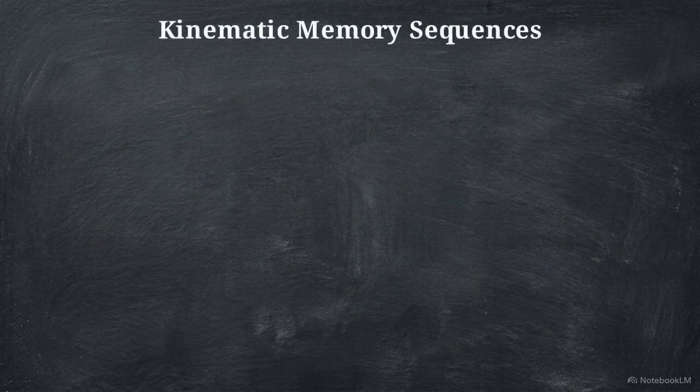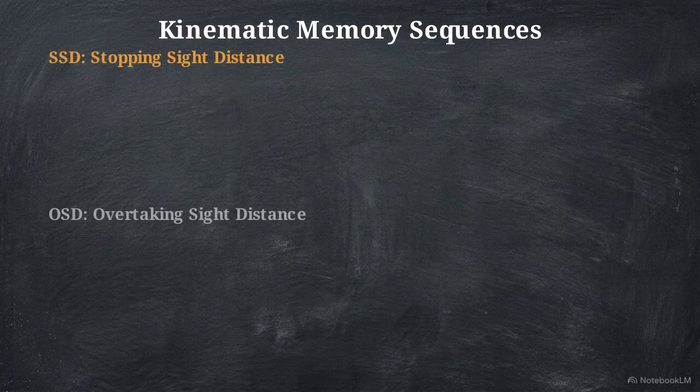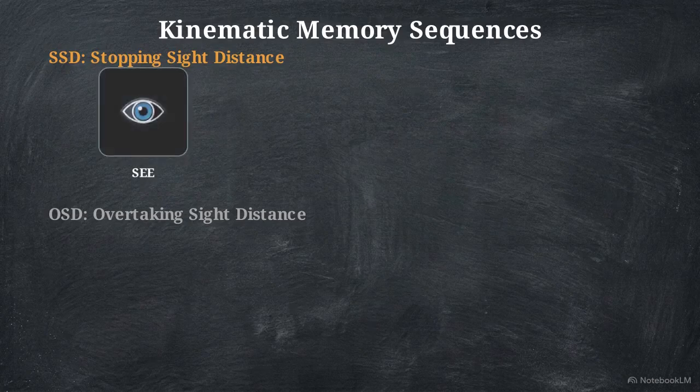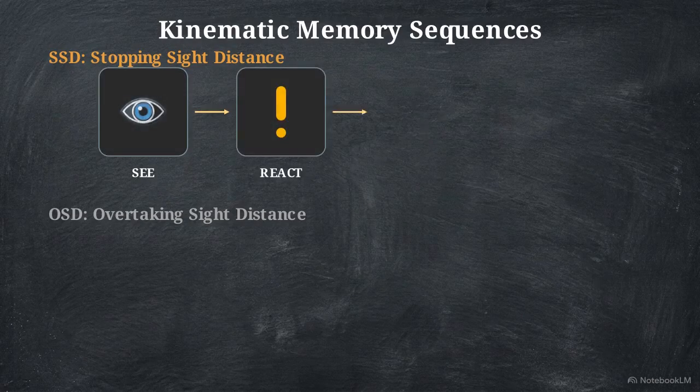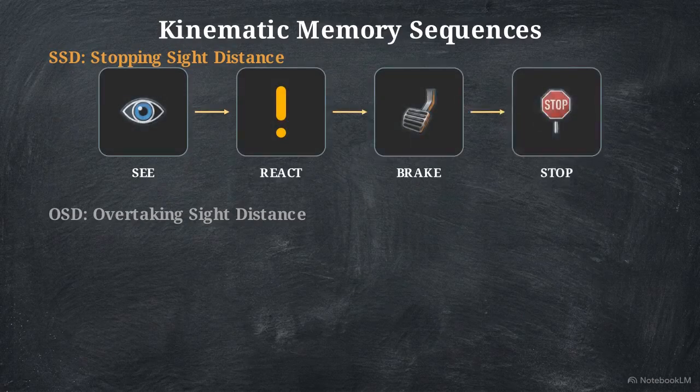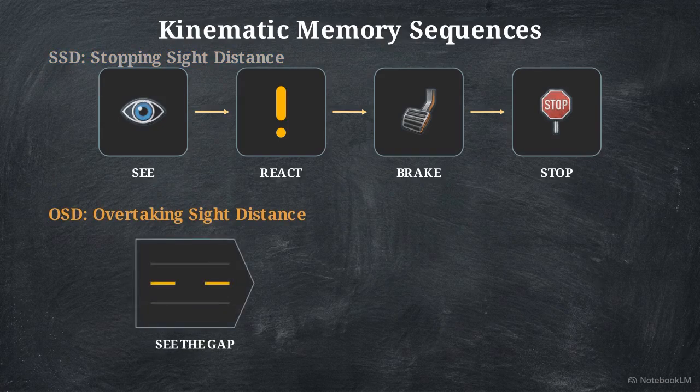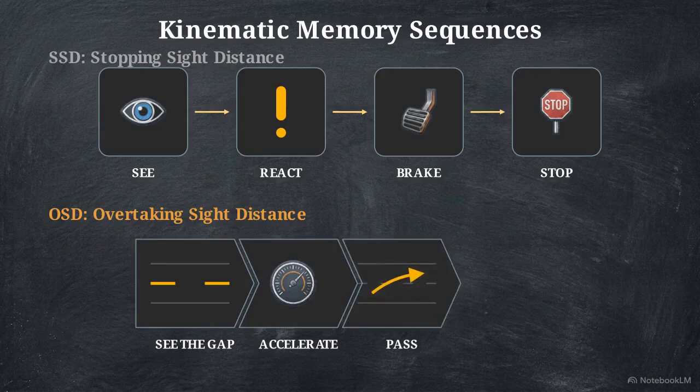For exams, you can easily recall the underlying kinematics through two simple sequences. For SSD, the sequence is see the object, react, brake, and stop. For the more complex OSD, the sequence is see the gap, accelerate, pass the vehicle, and return.